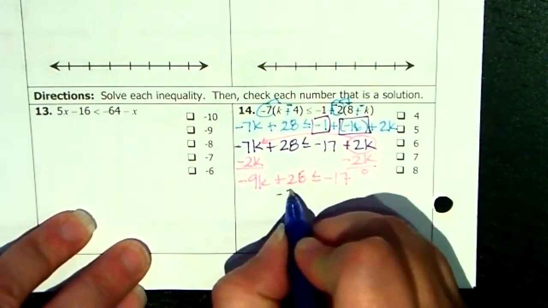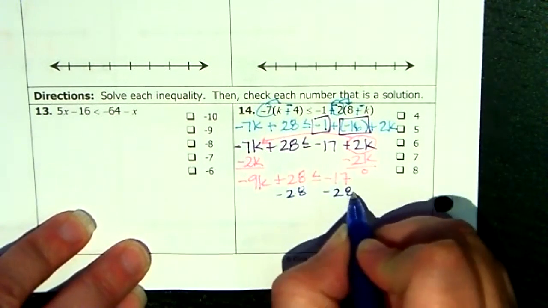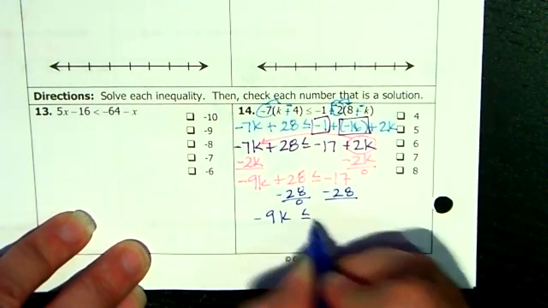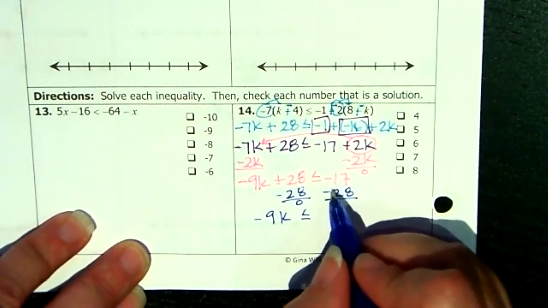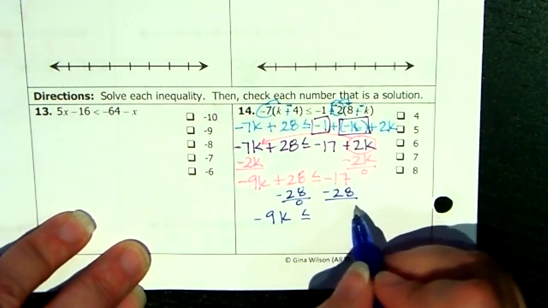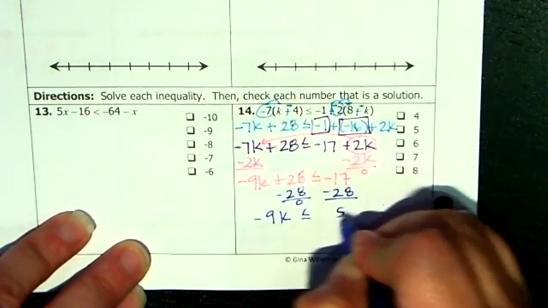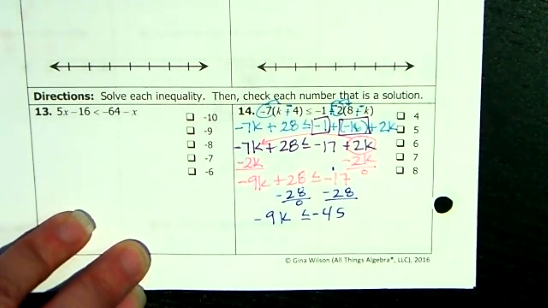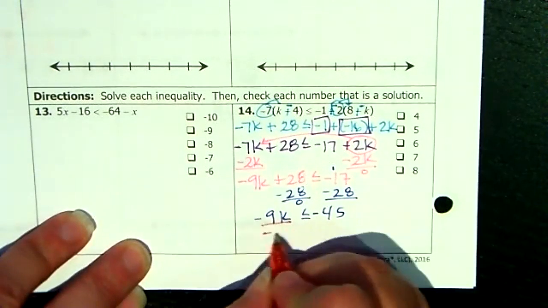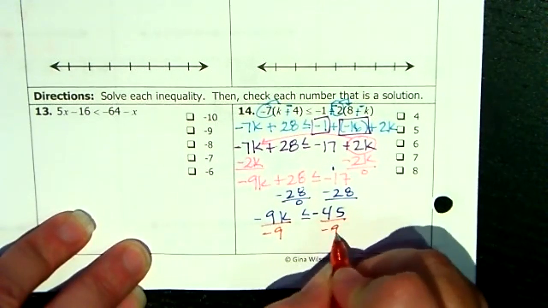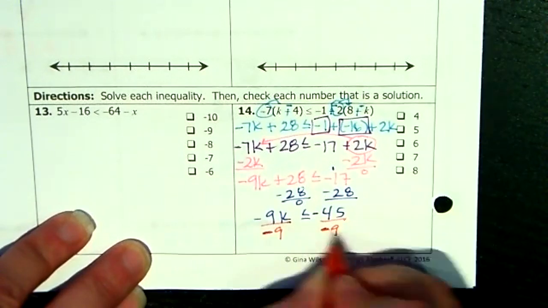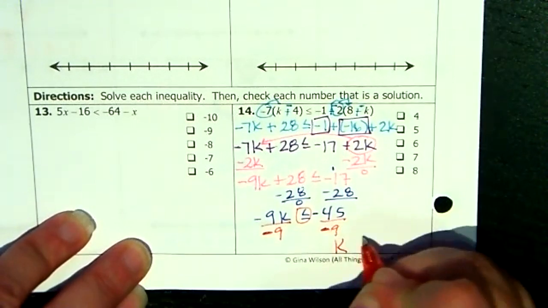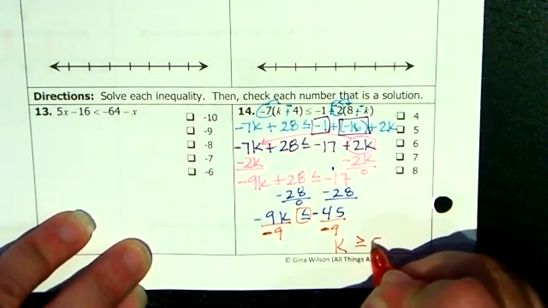Now I'm going to subtract 28 from both sides. This equals 0. So we have -9k is less than or equal to. Now these are both negatives, so therefore we're doing teamwork. So I'm adding. So I have 7 plus 5 is 12, carried my 1. So this is going to be a -45. Divide by a -9. Since I'm dividing by a -9 on both sides, I've got to flip the inequality symbol. So we end up with k is greater than or equal to 5.